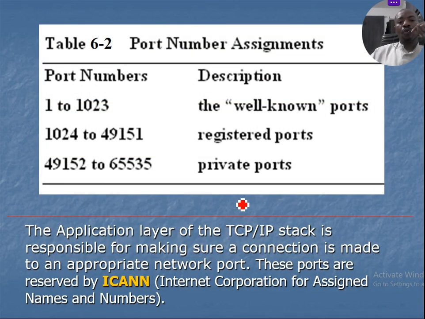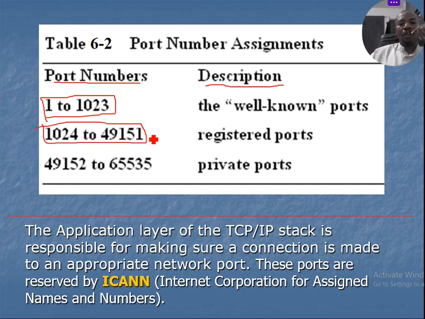Now let's take a look at the second table. This table is talking about the ports that are assigned to these applications. First of all, we look at the port numbers. We have three categories of ports. We have the well-known ports, which are from 1 to 1023. Then we have the ports from 1024 to 49,151, which are called the registered ports.